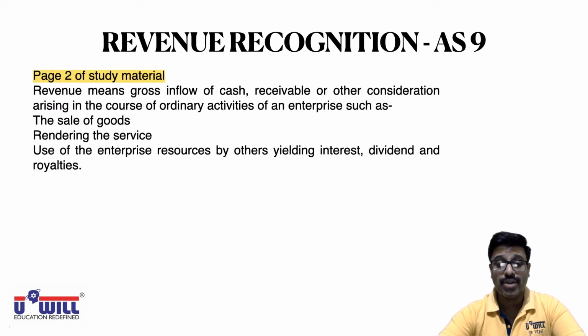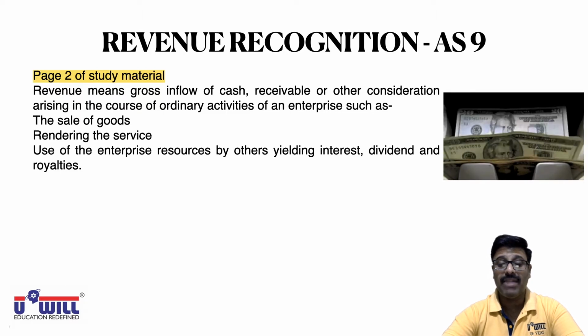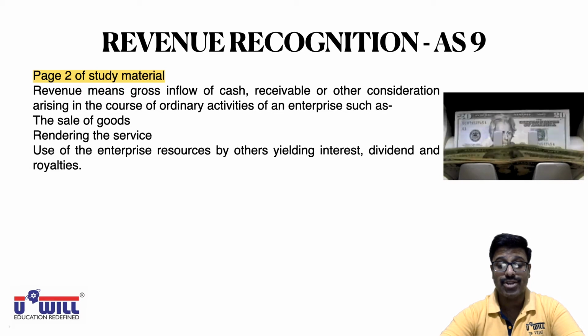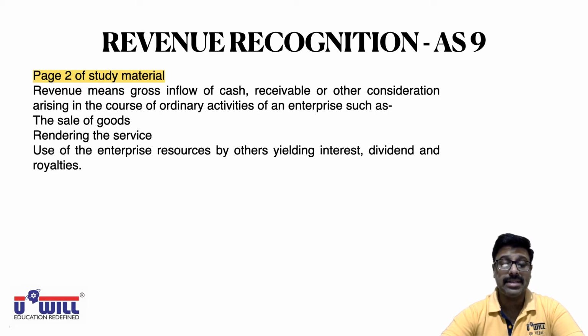This is there in the second page of your study material, chapter 1. All of you will find this language and you're supposed to write this in your notebook. So all of you write down, revenue means gross inflow of cash. Okay, whatever cash comes in your business, gross inflow of cash, a receivable or other consideration arising in the course of ordinary activities of an enterprise, such as, so whatever cash you receive or it becomes receivable in future due to the sale of goods, rendering of the services, or use of the enterprise resources by others, like you give your building on rent, your resources being used by someone else, the rent what you receive is considered as your gross inflow of cash, that is revenue.